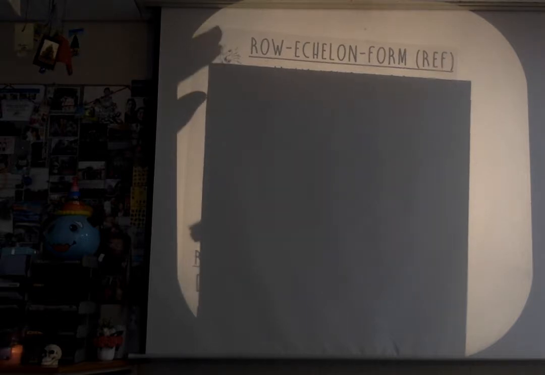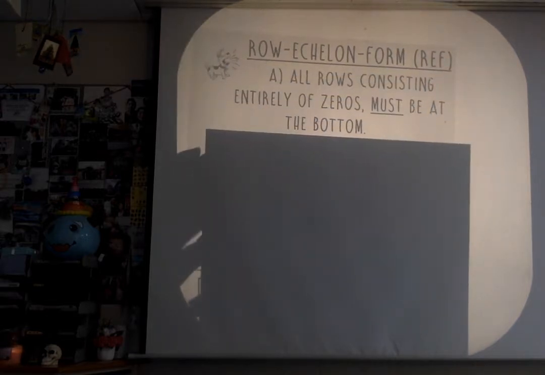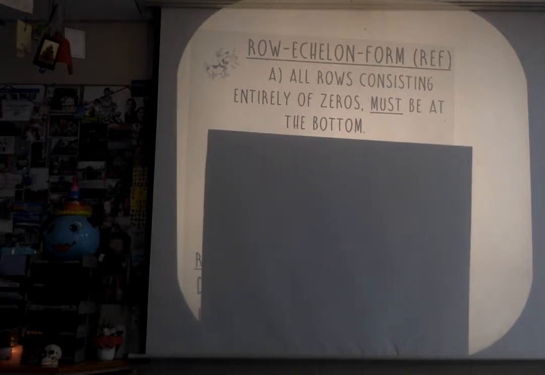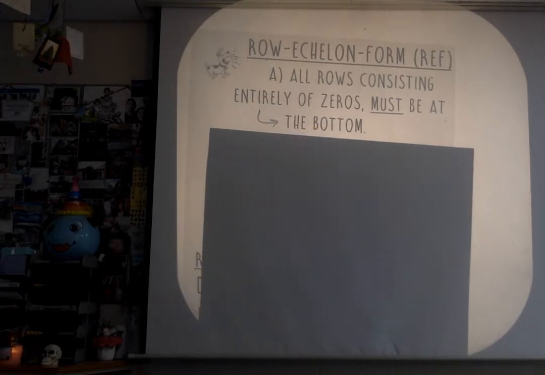So REF. If I tell you to write something in REF or to simplify something to REF, there's a certain criteria that has to be satisfied. For example, A: all rows consisting entirely of zeros must be at the bottom. What does that mean? All rows consisting of entirely zeros have to be at the bottom. So just keep that in mind. I'll give you some examples of it.